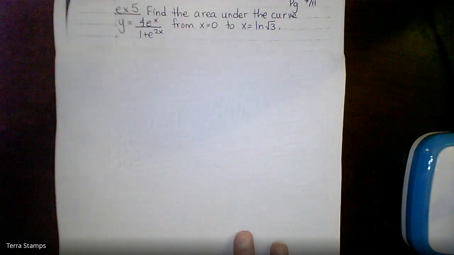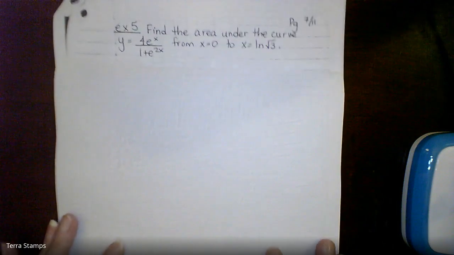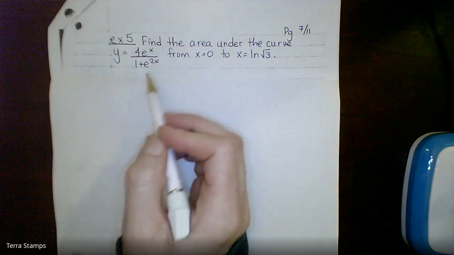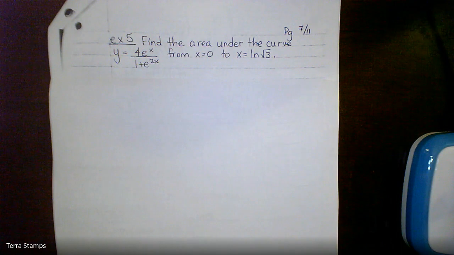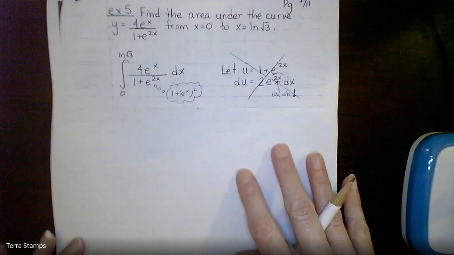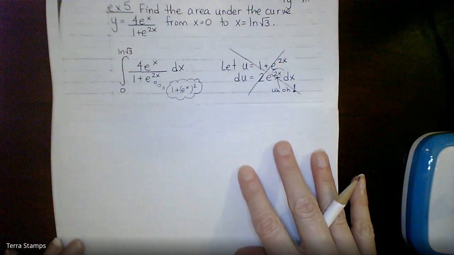All right, next up, example 5. And I'm going kind of fast because you guys have the luxury of being able to replay this, pause it, things like that. Find the area under the curve of 4e to the x over 1 plus e to the 2x, from x equals 0 to x equals ln root 3. That's just another way of saying that this is a definite integral.